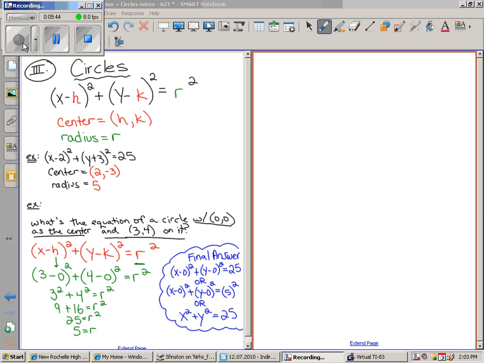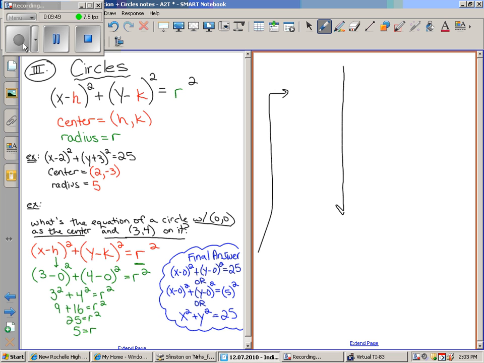The very last way we're going to try and take a look at this problem is graphically. Who is the most famous mathematician you know of?